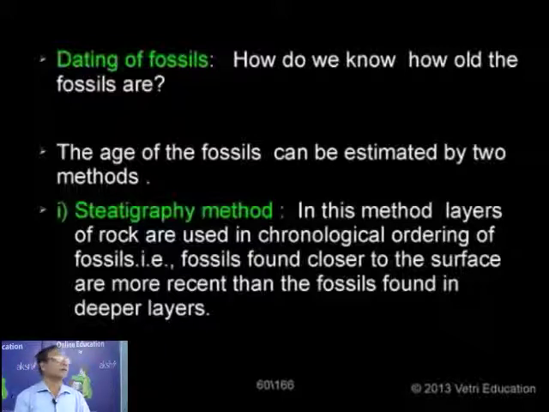While we are calculating the age of fossils, we can also calculate the age of the earth or the age of the rock. So, if you are calculating the age of the rock, then you can calculate the age of the fossil. Or when you calculate the age of the fossils, you can get the age of the rock. So, both are actually being done simultaneously. So, there are two different methods that can be adopted to estimate the age of the fossils. One method is called the stratigraphy method.